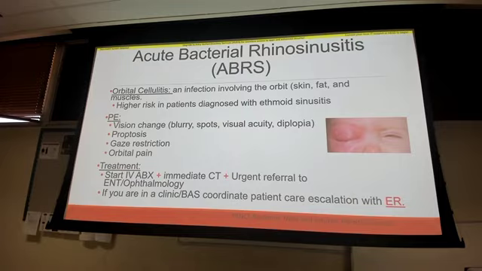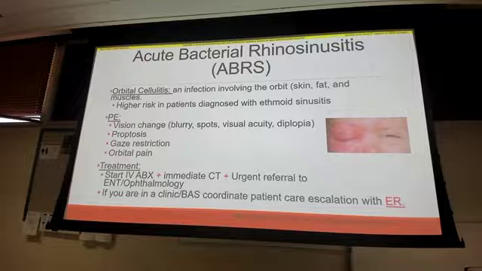For orbital cellulitis, this is infection of the skin, fat, and muscles around the orbit of the eye. Higher risk patients are those that have ethmoid sinusitis, because it's right here in the middle of those ethmoids. On physical exam, the patient may present with blurriness, spottiness, double vision, sensitivity to light even, or they may have a bulging, swollen, erythematous eye, kind of like in this picture here. Orbital pain, so when you do your physical exam, it may be difficult for them to even complete that when you're testing for nerves 3, 4, and 6.